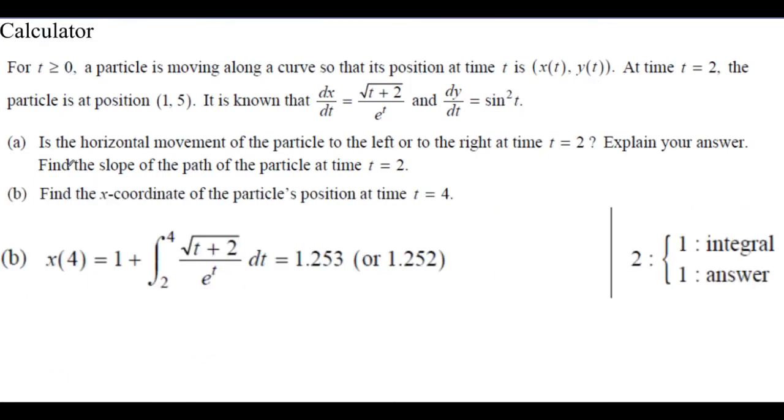B, find the x-coordinate of the particle's position at time t equals 4. Well, we know the position is (1, 5) at 2. Now, if we knew the displacement from 2 to 4, we could add that to 1, the x-coordinate, and we get the value. And so we're going to use a calculator, and you get 1.253 or 1.252.